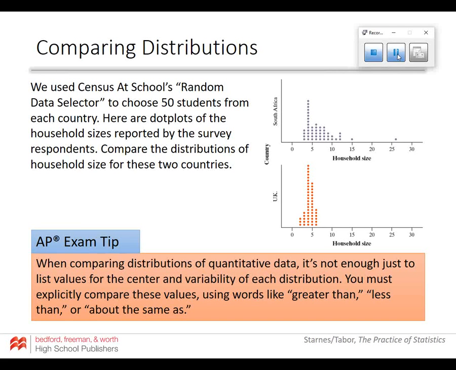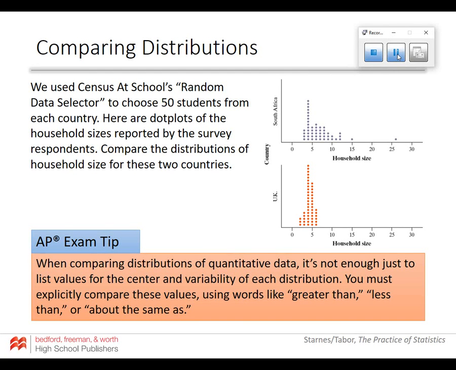If we start with the shape of the distributions, what would you say about the shape of these distributions? We're looking at household size here, and they took 50 students from each country and compared the distributions of household sizes. Now remember, in some countries, the extended family all lives in the same house. So household size may include extended family, which is why some of these numbers are really big.